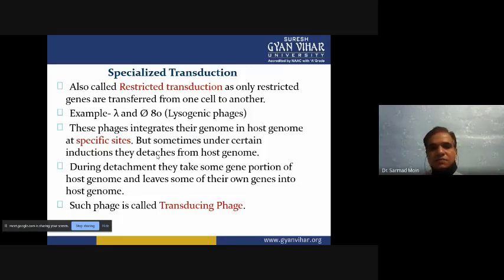An example is the lambda phage. They perform transduction through the lysogenic phase, and they require very specific sites. If the specific sites are there, only then will they bind inside the bacterial genome. Otherwise, they will not be able to bind. So if these specific genes are there in the bacterial DNA, only then can they bind.